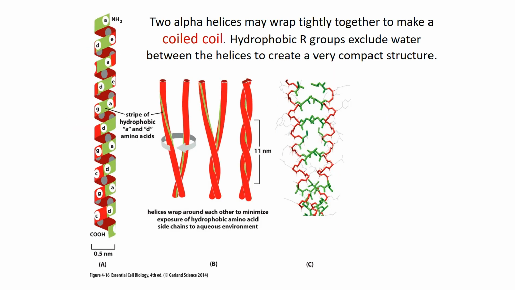Two alpha helices sometimes wrap tightly together to form a very strong and very compact structure called a coiled coil. In this case, hydrophobic R groups along a band on the structure, represented in green in the middle illustration, interact with one another between the two alpha helices. Because they exclude water molecules from this space where the two helices interact, they can create an extremely compact and strong structure.